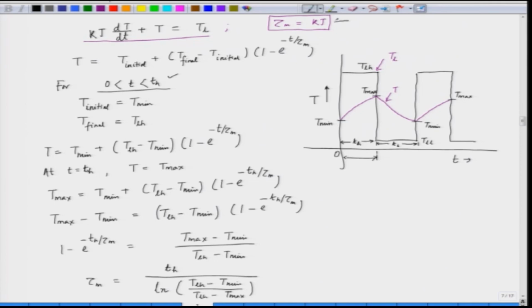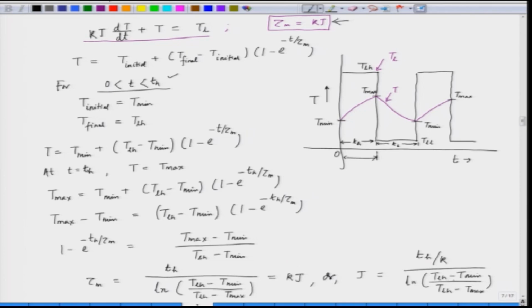the value of time constant is K J. So, that is equal to K J here, or we can say that J is equal to, from this we can find out what is the value of J. So, J is equal to TH by K divided by ln of TLH minus T minimum divided by TLH minus T maximum. So, this is the way to find out the inertia.